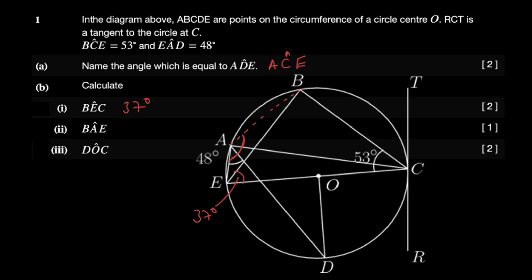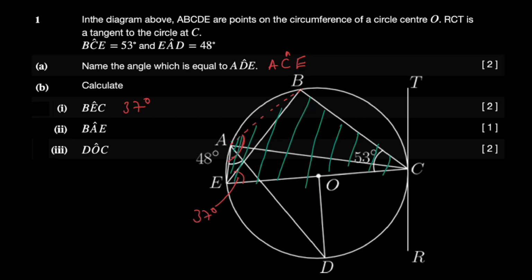If you observe A, B, C, E, this is a cyclic quadrilateral. Let me try to show the shape that I'm talking about here. It's this whole shape here. It's a cyclic quadrilateral in the sense that you have 4 corners here, and the 4 corners are actually touching the circumference. In a cyclic quadrilateral, the opposite angles add up to 180. So they complement each other.